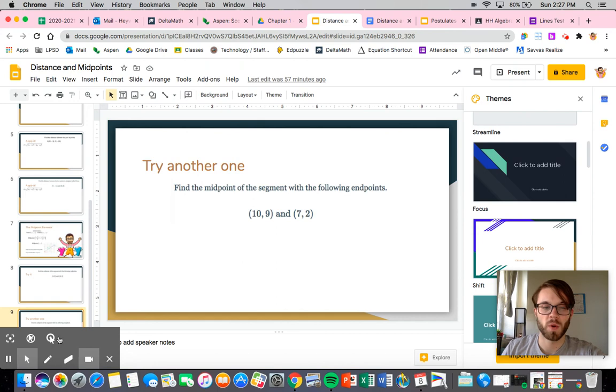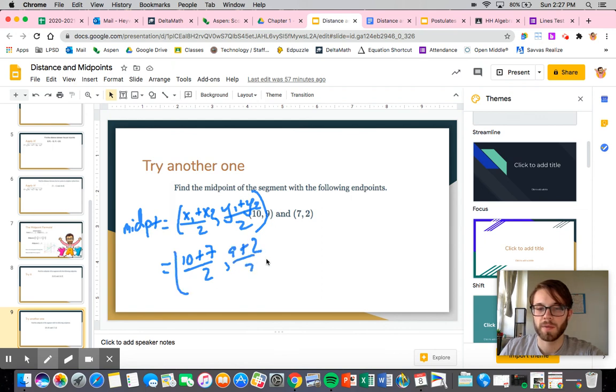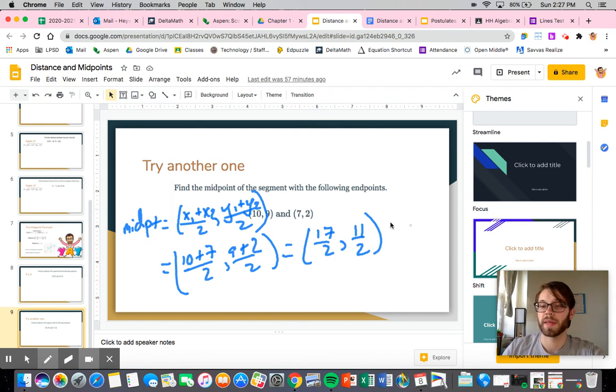Okay, let's do one more for good measure. So again, the midpoint is x1 plus x2 over 2, y1 plus y2 over 2. And we're going to plug that in. We get 10 plus 7 over 2, and we get 9 plus 2 over 2, which is 17 over 2 and 11 over 2. And I am not going to simplify that. I'm going to leave that as it is. Right? We have two fractions here that don't simplify any further.